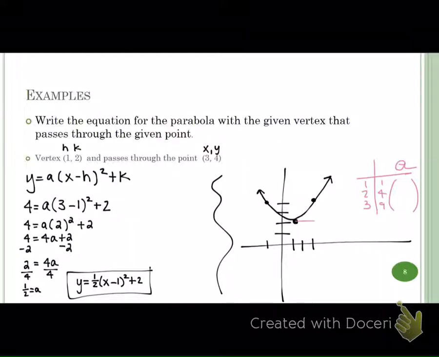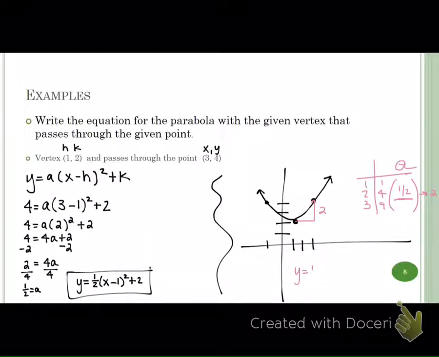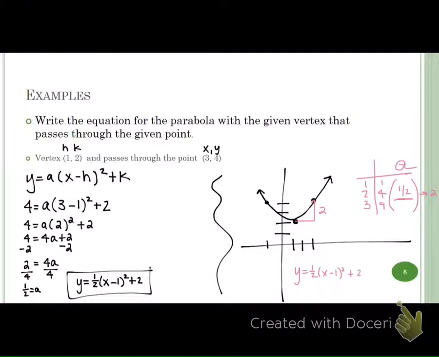So if they go out 2, they go up how many? Yeah, 2. From the vertex, they go out 2. So what did they multiply that 4 by to get to 2? 1/2. Right? 1/2 of 4 is 2. So that's how we know our A value is 1/2. That means you don't really have to do any algebra because we already know H and K. So we can say y equals 1/2 (x minus 1) squared plus 2.